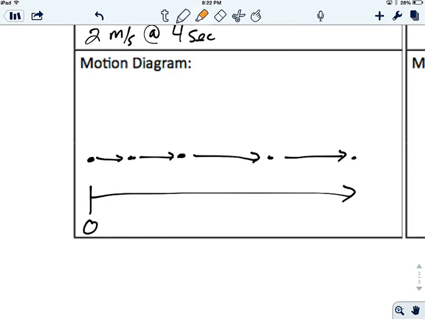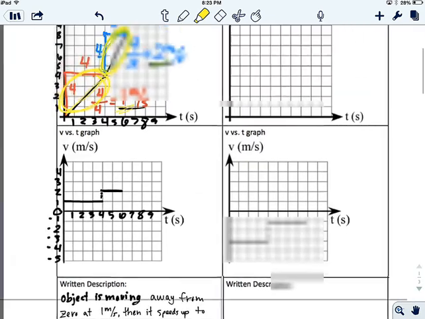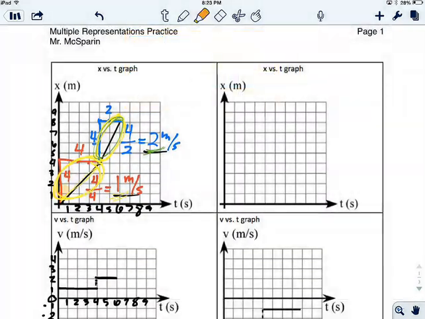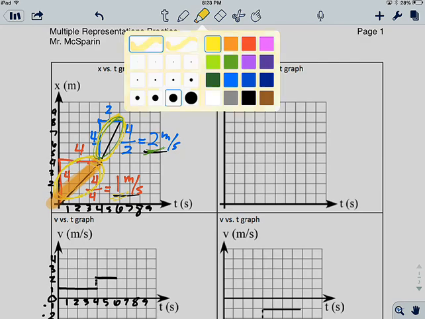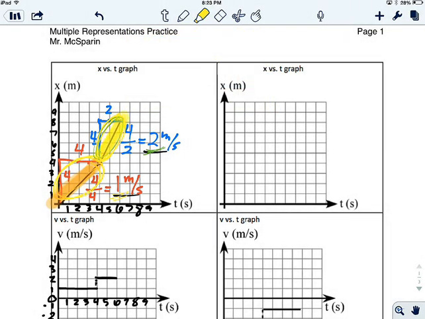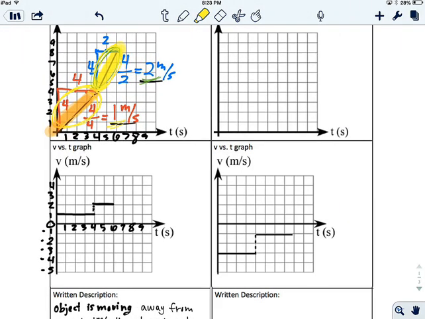So we see that in this section, it's slow because the dots are close together and the arrows are short. And in this section, it's fast, and that's what we see happen up here. We see it start off slow in this section, and we see it get faster here. Okay, there's number 1.